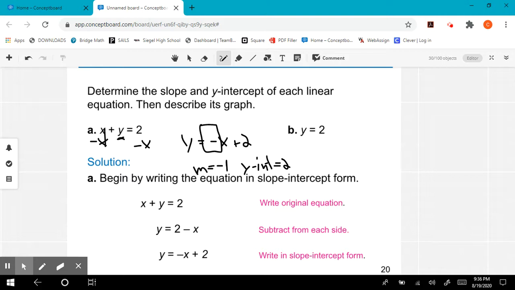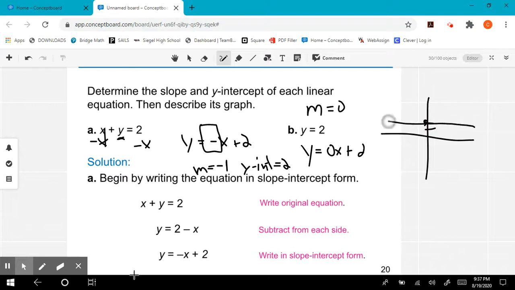Now look at this one. Earlier we talked about the equation of a horizontal line. This is going to be a horizontal line, which we said a horizontal line has a slope of 0. So if I really wanted to, I could write this as y equals 0x plus 2, where that is the y-intercept and my slope is 0. So real quickly, y is 2 right here. My slope is 0, means I go up none, over, and then I get my horizontal line.